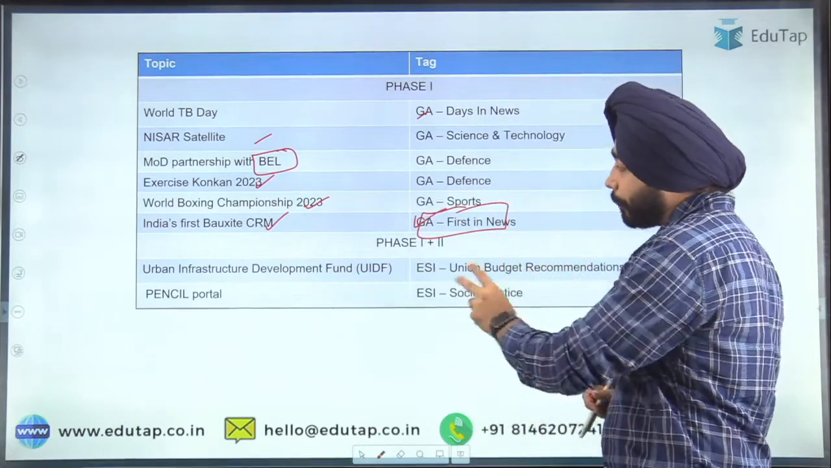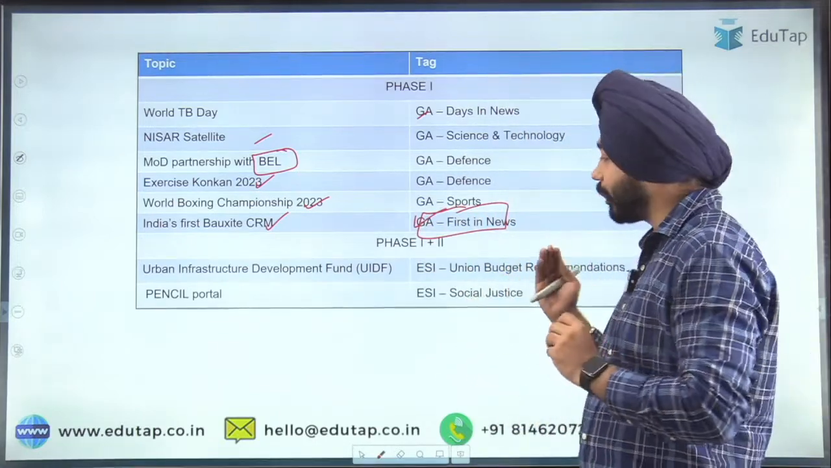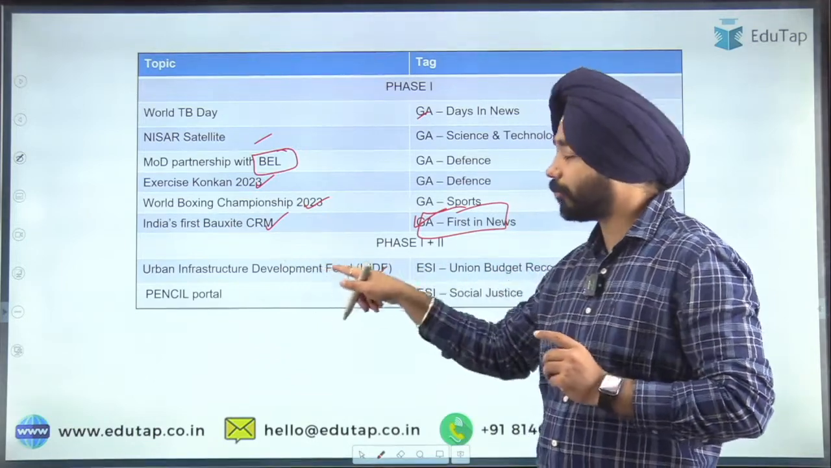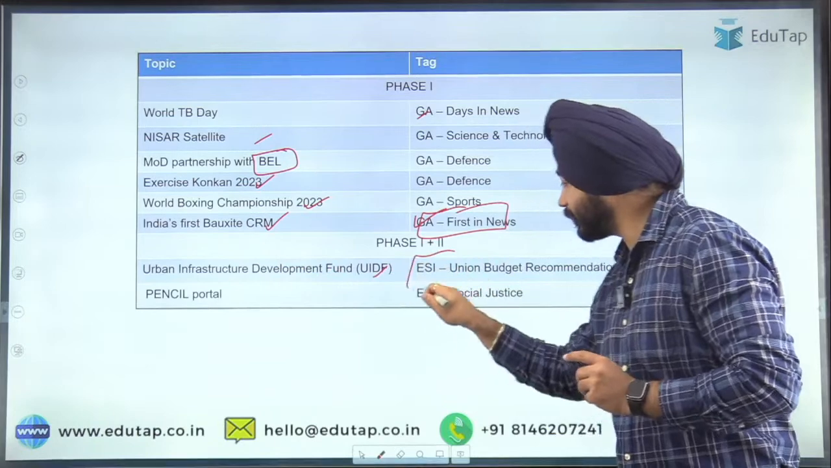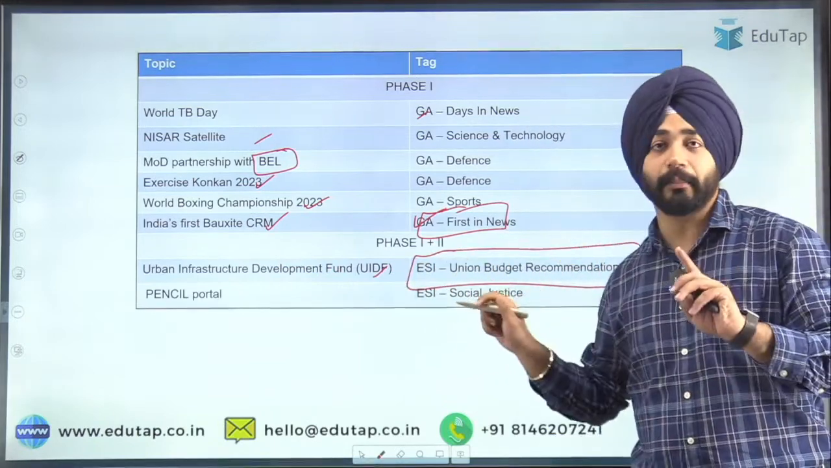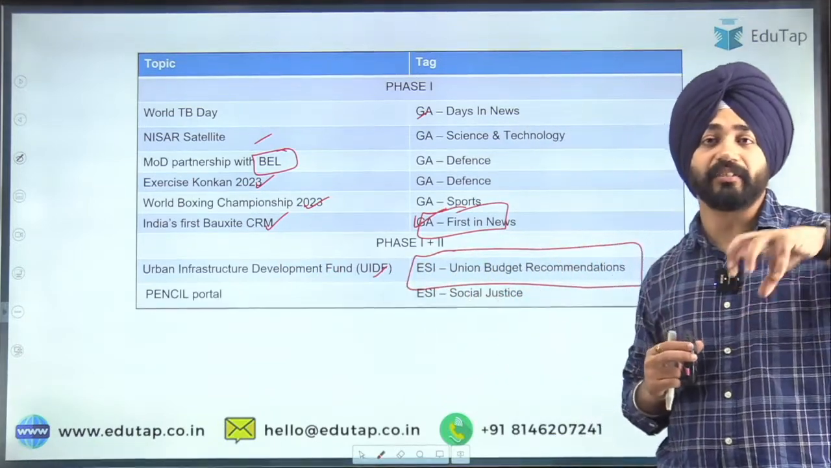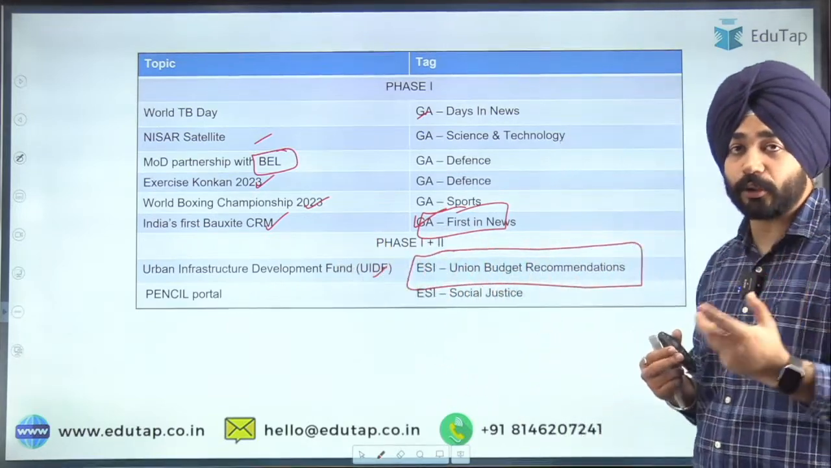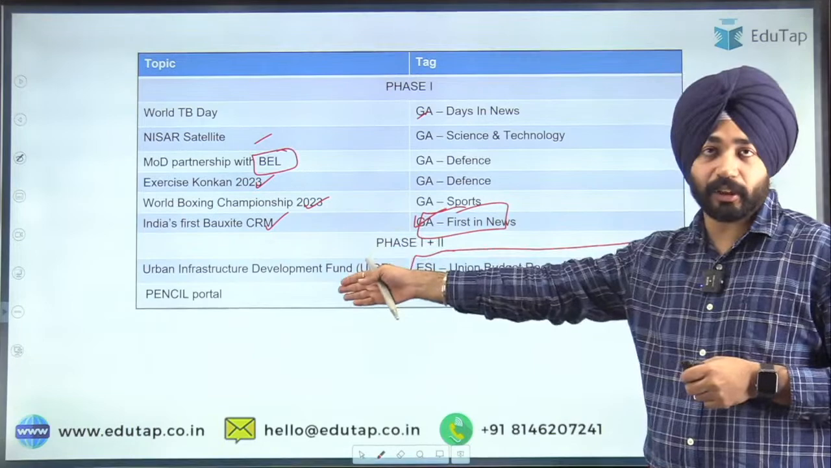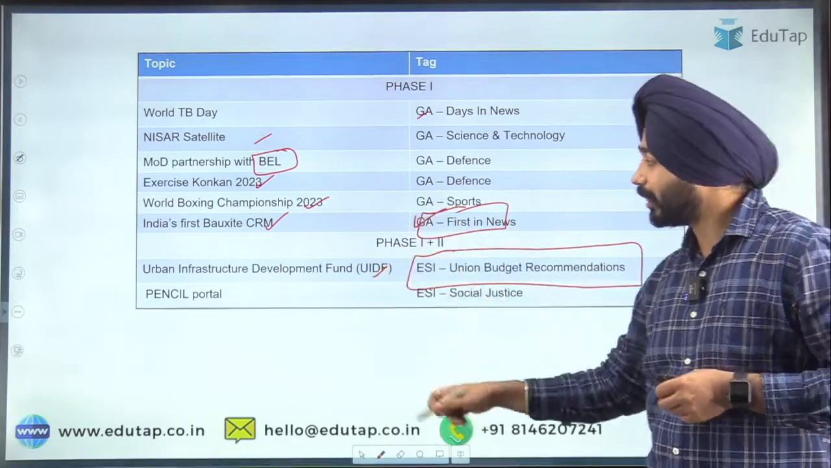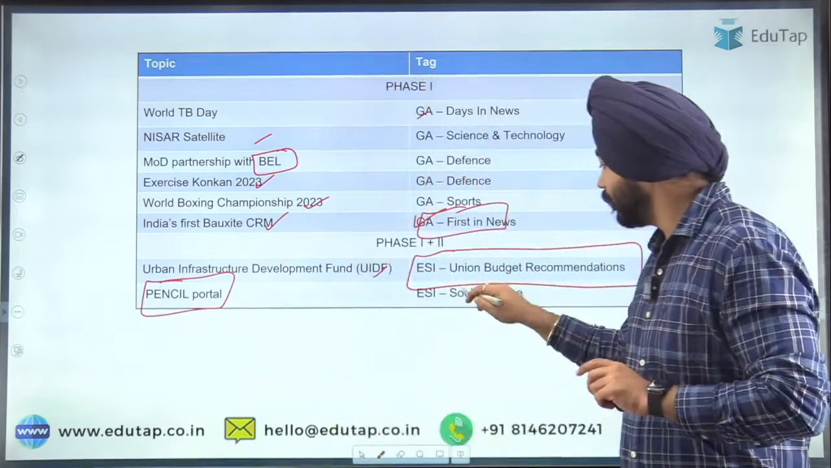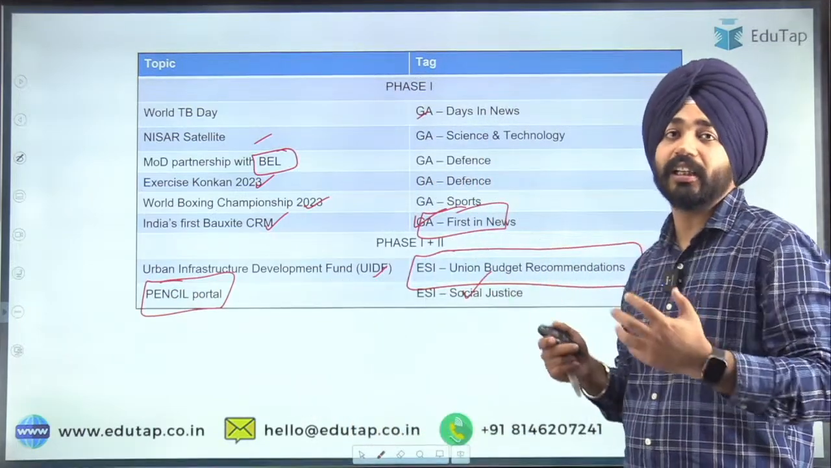Then the two topics that I will be discussing from the perspective of phase 1 and phase 2 will be, first, the urban infrastructure development fund, which you can see here, a union budget recommendation. We always say union budget is very important. So this is the thing that was announced in the union budget, so it has been seen in news. We'll be discussing that. Then I will be discussing with you about the PENCIL portal, which is regarding social justice.